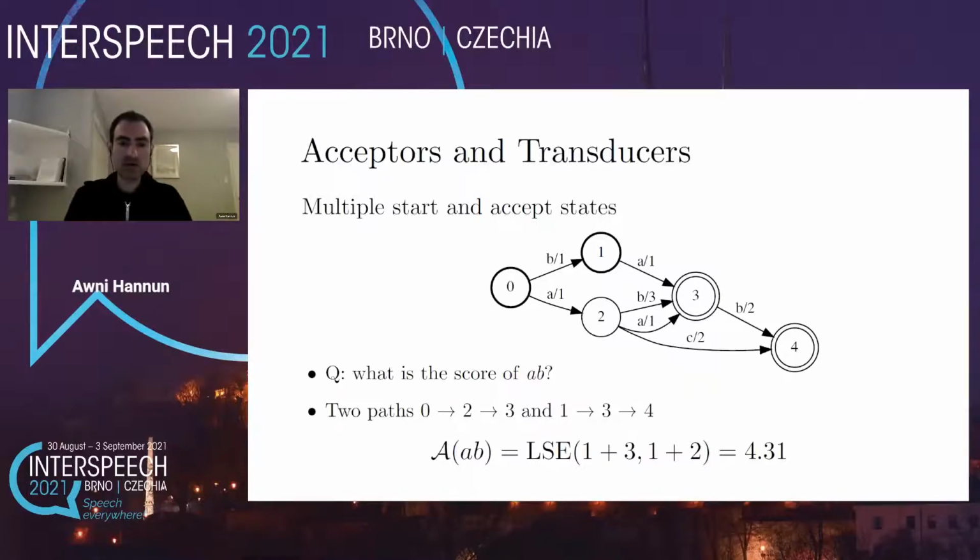There are two paths in this graph which accept the sequence AB. That's because there are two start states. The first is the path from start state 0 to state 2 to state 3. And the second path is from start state 1 to state 3 to state 4. And then we combine those scores with the log sum exp operation.